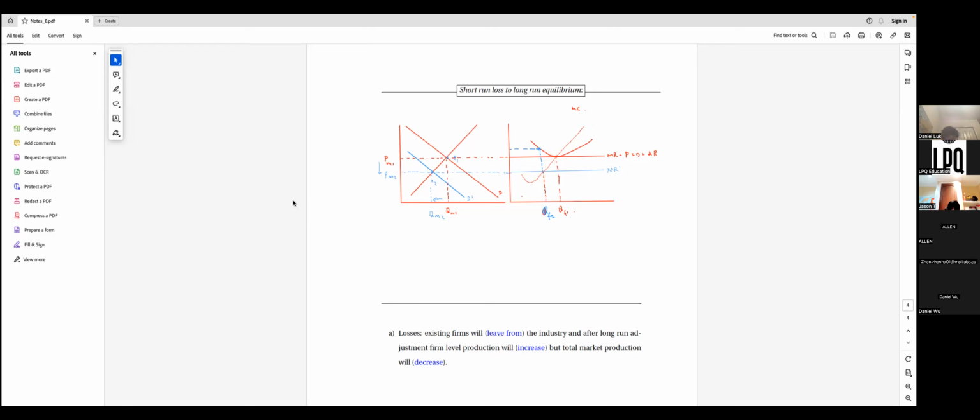Where is the total loss? This step is the key. Where is the total loss? The area below the ATC and above the market price line, because the market price has been lowered. So this big blue shaded area here represents the total loss. Air Canada is losing money by running this business. So Air Canada now is losing money.